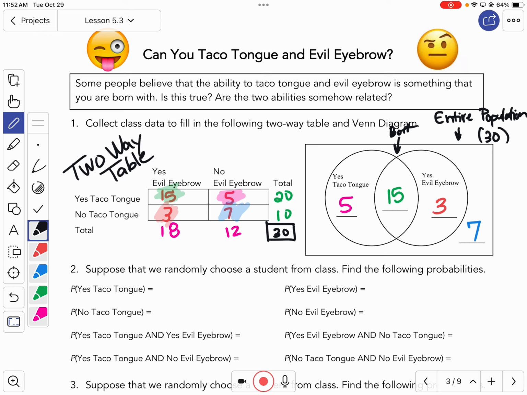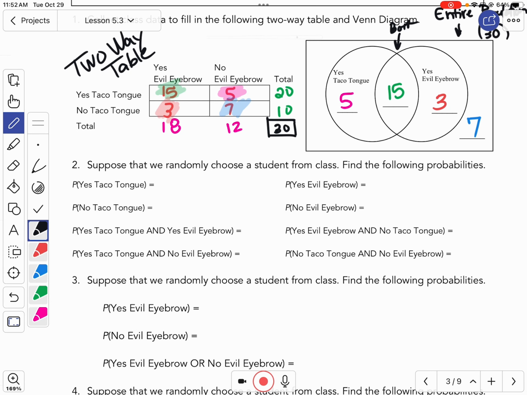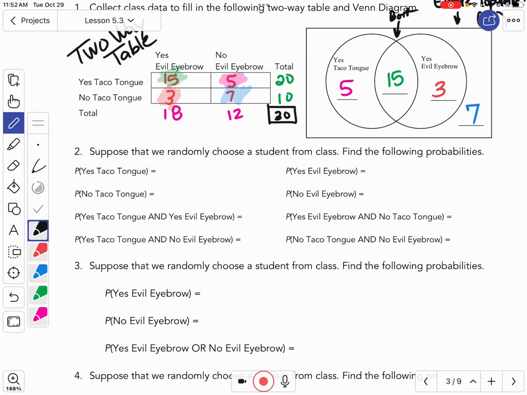So we're using them. So now let's do a little probability. We know we've got 30 total people in this table. It says, suppose that we randomly choose a student from the class. Find the following probabilities. What is the probability that they can do the taco tongue? How many total people can do the taco tongue? 20 out of how many? 30. And let's just leave them as fractions. We could make them decimals. We could do all the things.